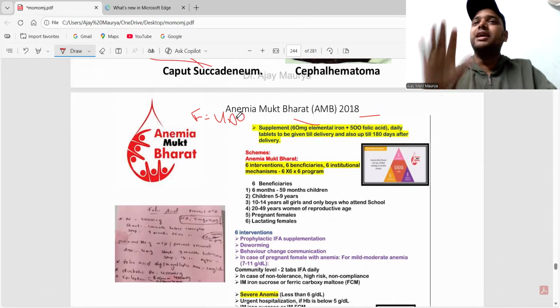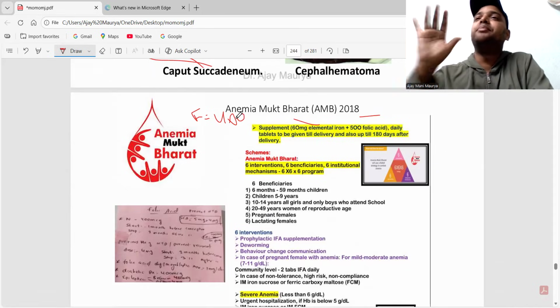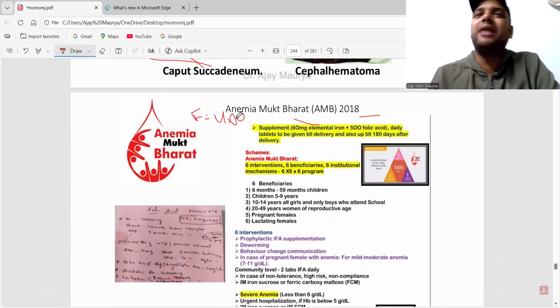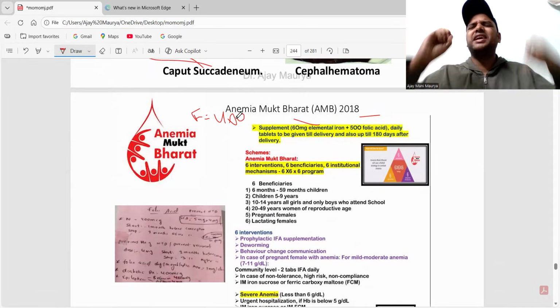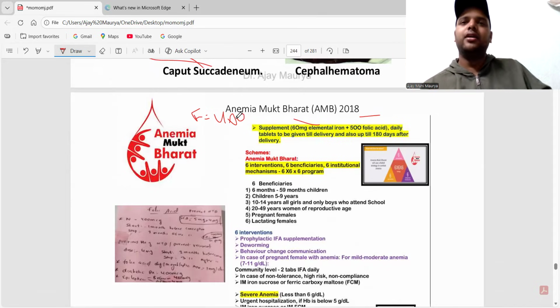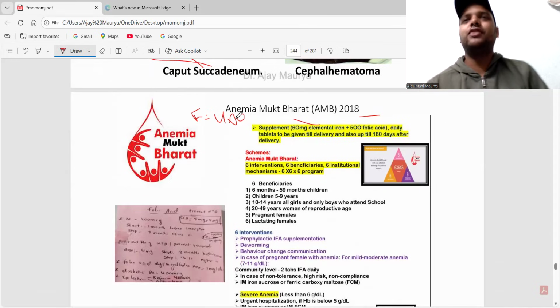And also remember, in the case of previous NTD, previous neural tube defect women and seizures, how much do they have to take? 500 mcg, or else everywhere you have to mark 400. Please check the question. Are they saying previous history of NTD, seizures, or are they asking about the Anemia Mukt Bharat program? Then only mark 500, or else you have to mark 400.